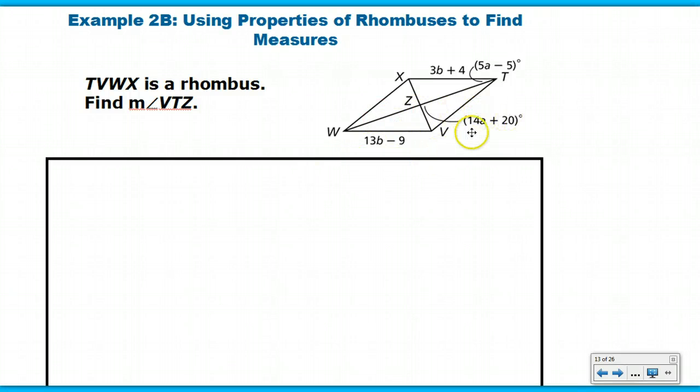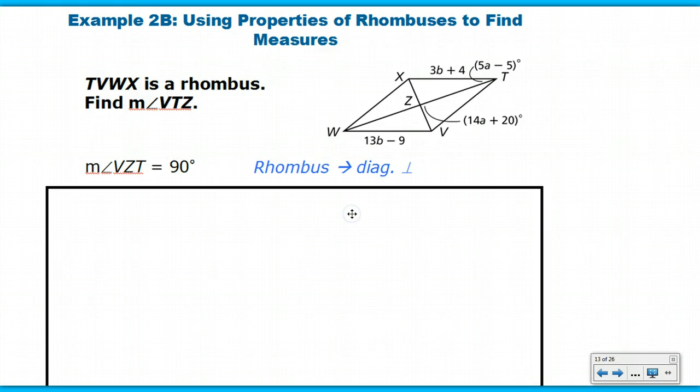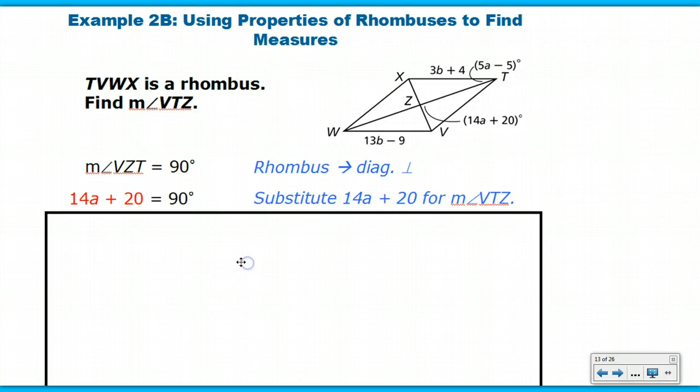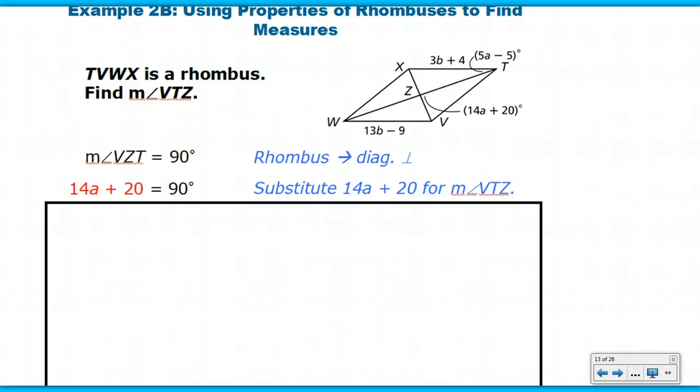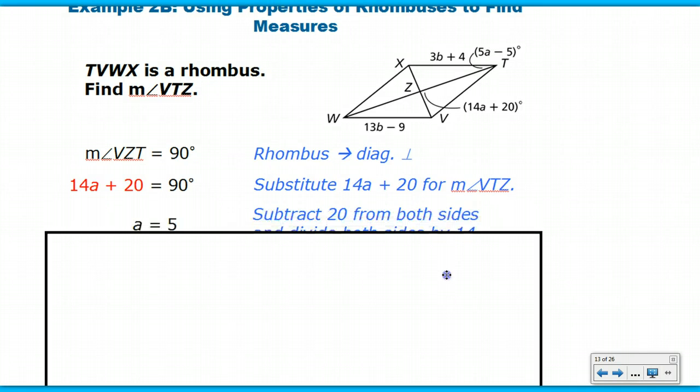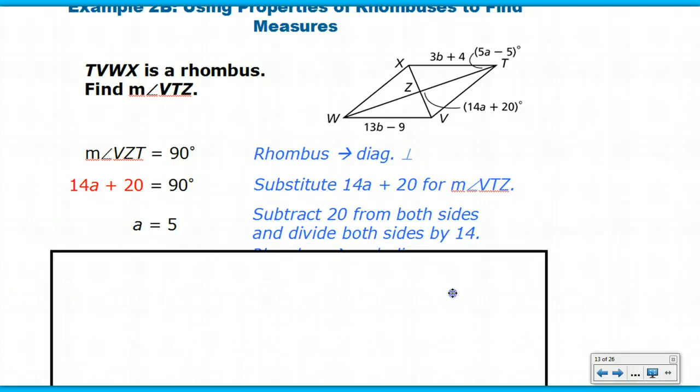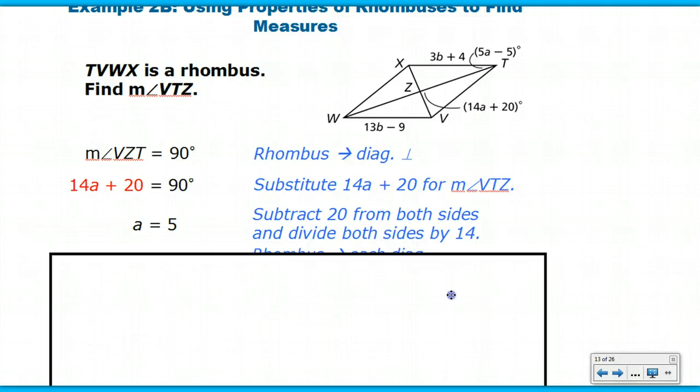Okay, so how do we find A? We have this other expression for the angle in here, the angle TZV. And what do we know about that angle? Yes, that angle is right, because the diagonals of a rhombus are perpendicular. So can we find A? Absolutely. We can substitute that expression 14A plus 20 for the angle and solve for A. Let's do it. Subtract your 20, divide by 14, and A equals 5.